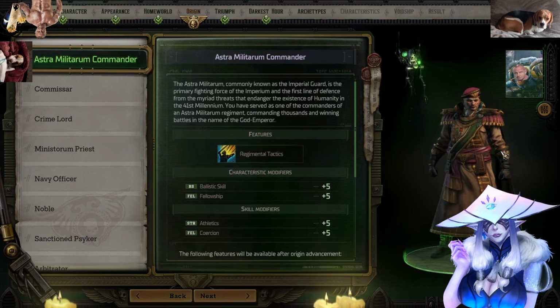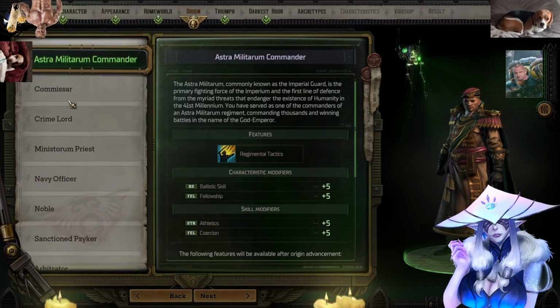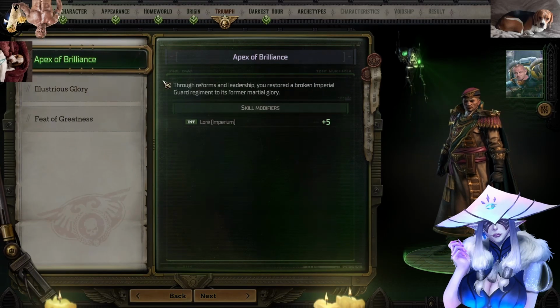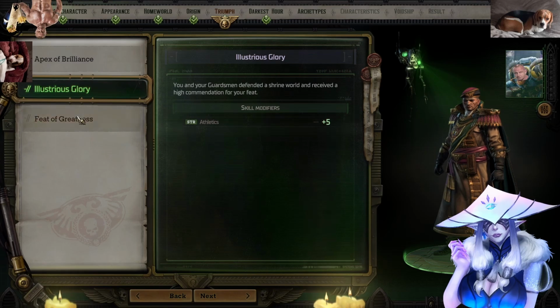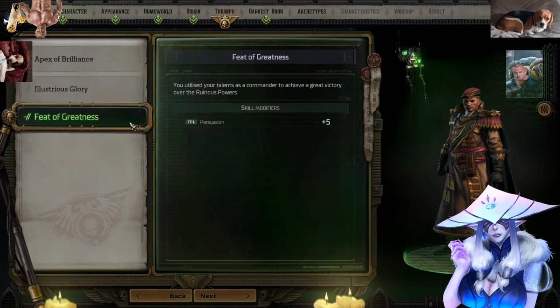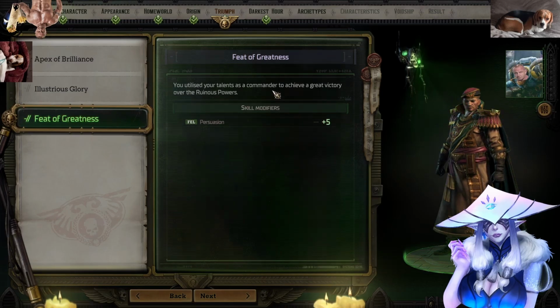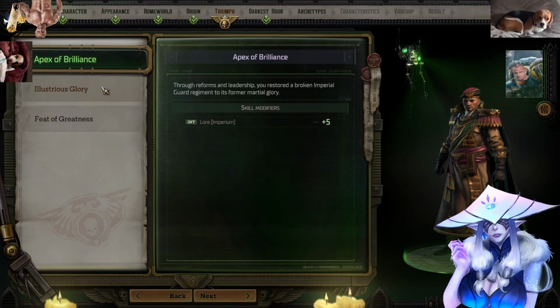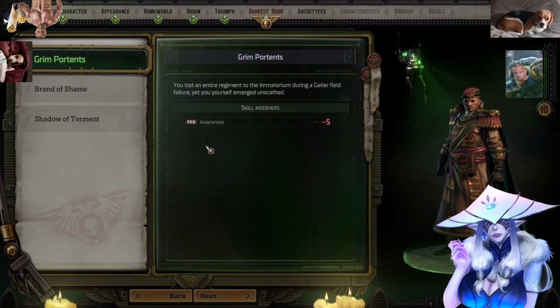You know what? Pudzian is an Astra Militarum commander. I feel the rest doesn't make much sense. The reforms in leadership: you restored the broken Imperial Guard regiment to its former martial glory. You and your guardsmen defended the Shrine World and received high commendation for your feat. You utilize your talents as a commander to achieve great victory over the ruinous powers. I mean, Pudzian has restored, like Poland has often come back in history, so I feel Apex of Brilliance is necessary. Now what is a negative?